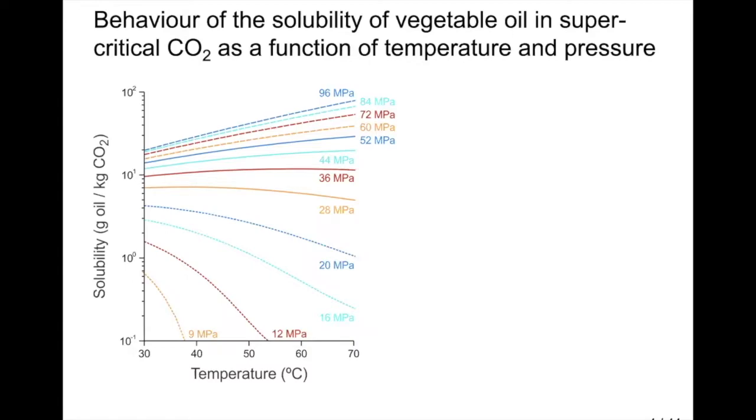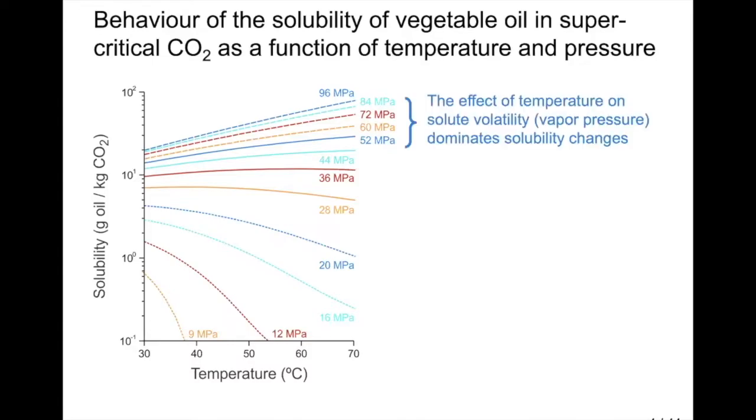The solubility of vegetable oils in CO2 changes markedly with system conditions. At high temperatures, the effect of solute volatility dominates solubility changes. Above the crossover pressure of about 300 bar, the solubility of oil increases with temperature due to the increase in the vapor pressure and volatility of the oil.